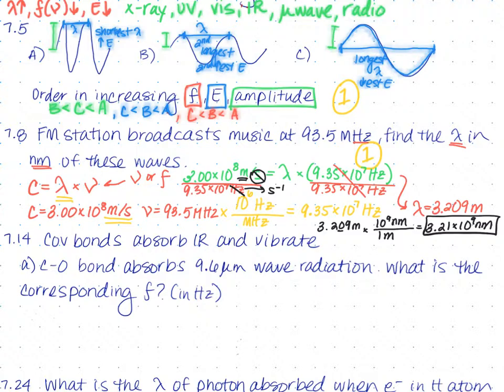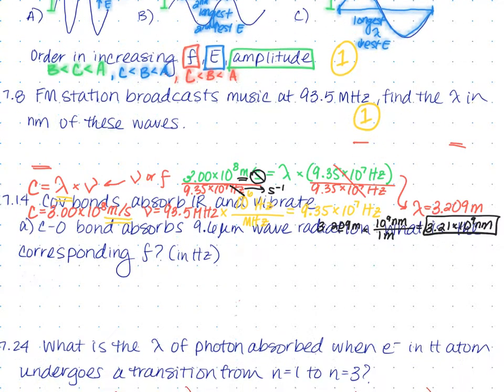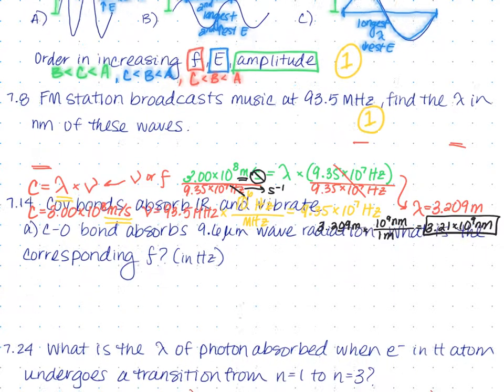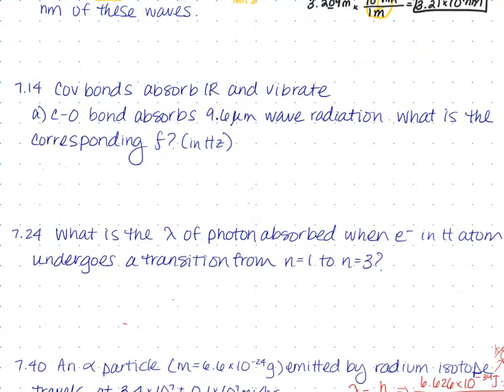Okay, let's look at 7.14. So this says, let's see if I can move this whole thing. So it says covalent bonds absorb infrared and vibrate. Part A says, and we're just going to look at part A, a carbon-oxygen bond absorbs 9.6 micrometer wave radiation. What is the corresponding frequency in hertz?